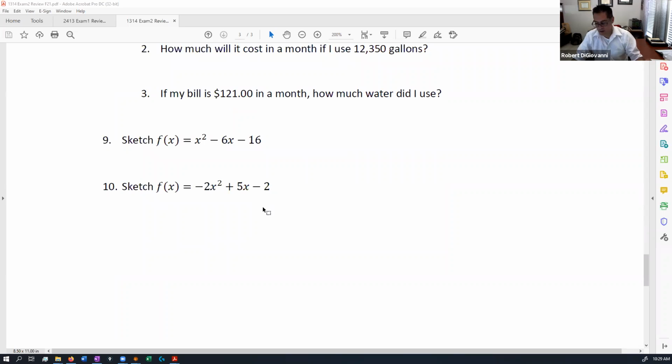Now, let's change the 10th one. I wasn't sure how far we were going to get today. Let's change this one, okay, because we didn't do anything with a negative in front and a 2. So how about this? Instead of that, let's keep it with a 1 in front. So x squared, let's go plus 7x plus 6. So 2 sketching problems.